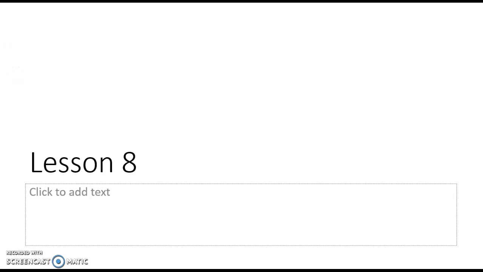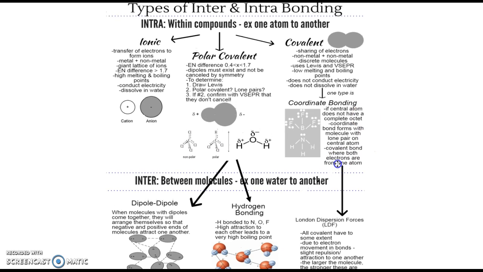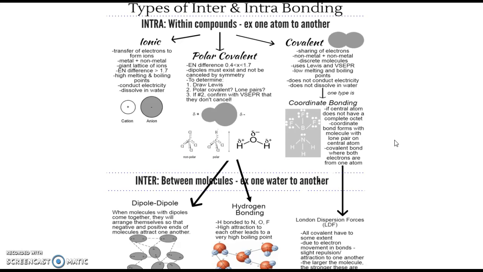For atomic theory and bonding unit, lesson 8. So you will see this type of layout in your notes packet where I've laid out all of the main types of bonding, whether they're intra or inter. The big difference is that intra is within compounds, so one atom to another, versus inter is between molecules, so one water to another, for example.